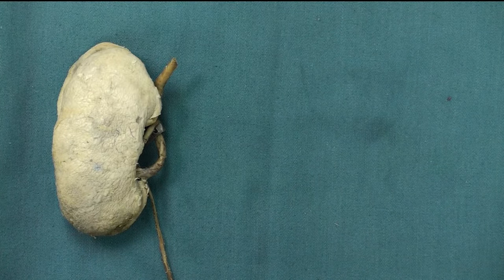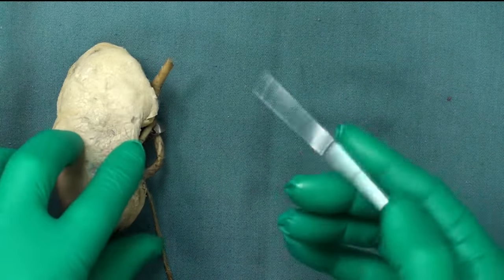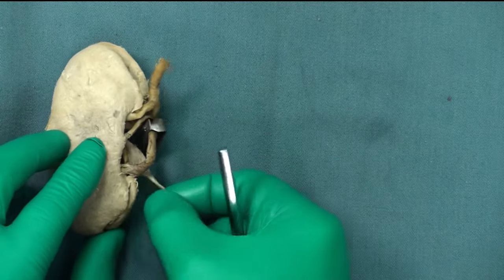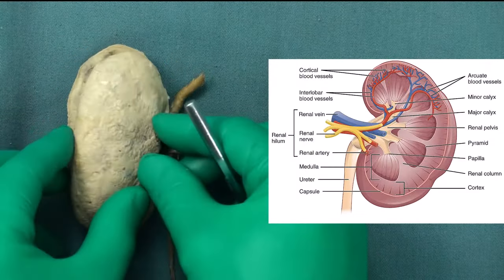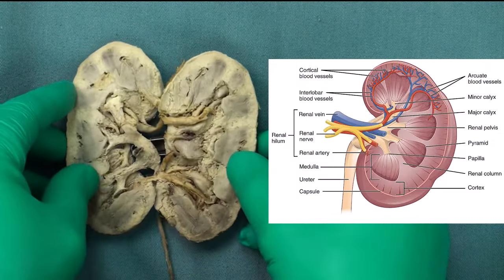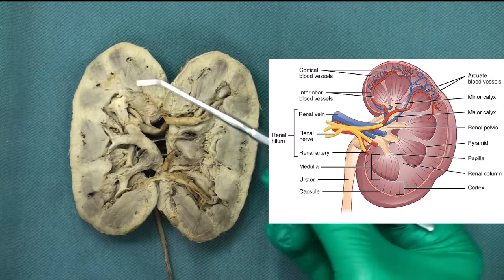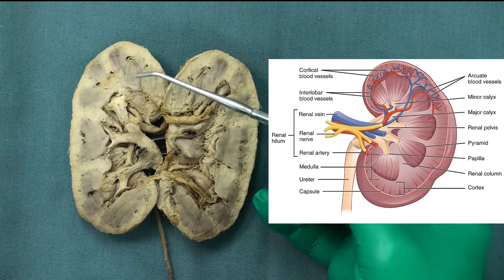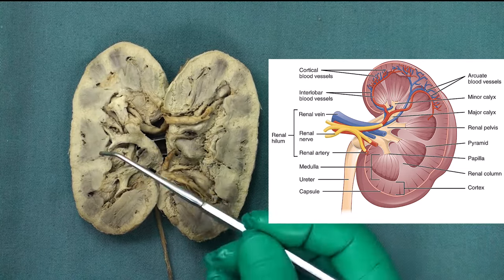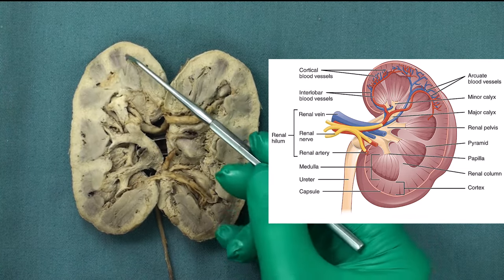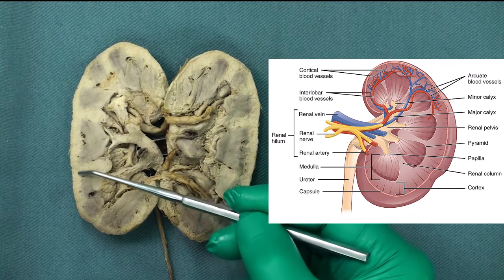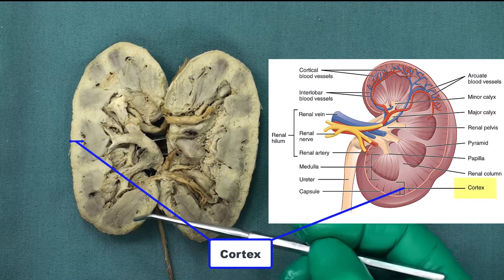In this shot, we want to walk you through the internal feature of the kidney. As you recall, here is the hilum of the kidney, and here is the ureter right here. We open the kidney like a book and look at the inside. In regards to the internal feature, we have three distinct areas. That pale area on the periphery is referred to as the cortex.